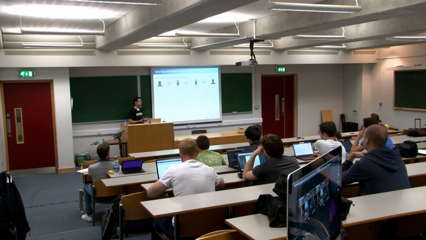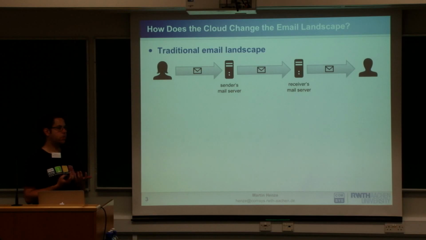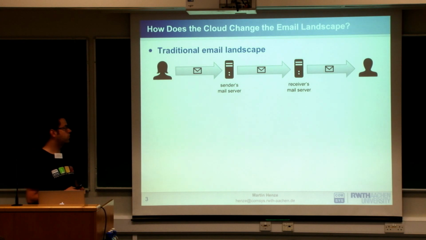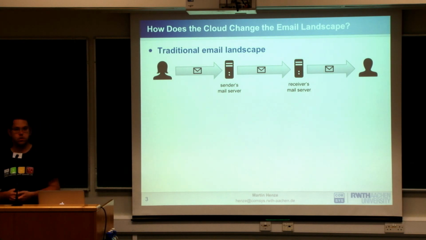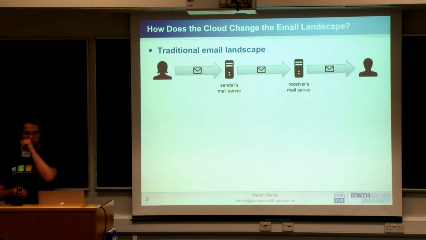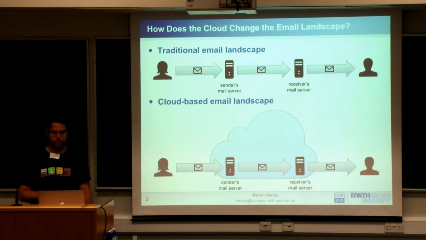In the very original setting, when you send an email, you just connect to your own mail server, or the mail server that you as a sender use, and your mail server forwards the mail to the mail server of the receiver, from where it goes eventually to the receiver. And then we asked, okay, but how does that change when the cloud comes into play?